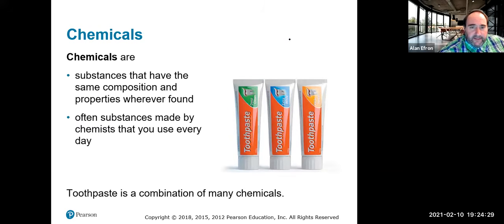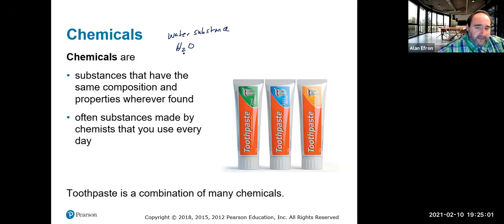Chemicals are essentially substances that have the same composition and properties no matter where you find them. Obviously, there's lots of chemicals. Looks like they chose toothpaste there, and toothpaste has a lot of different chemicals in it. But when we talk about chemicals, something like water is a substance. If you just have pure water, H2O is the formula of water.